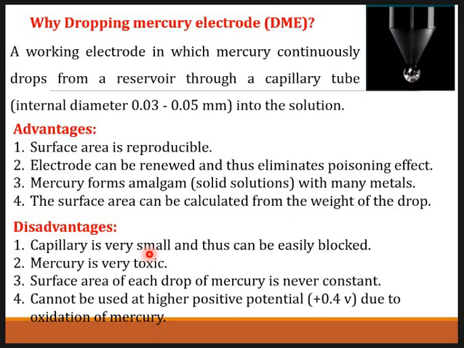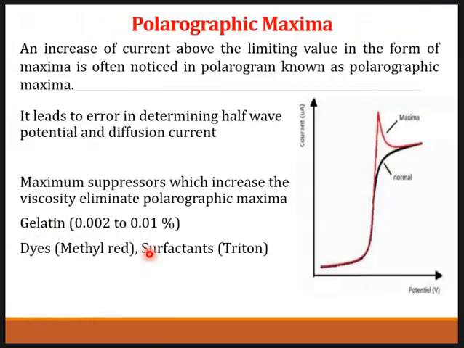Now look at this polarogram. We already discussed the polarogram. Sometimes in the polarogram we get a graph that looks different. That is called the polarographic maxima. Here, instead of getting a sigmoidal shape, we get a small hump in the polarogram. What is the reason for this? There is a maxima in the diffusion current.